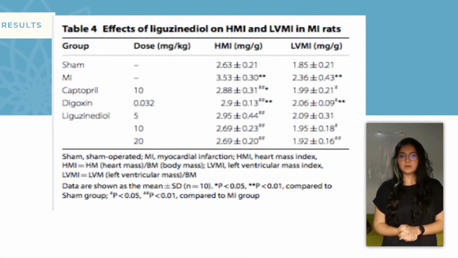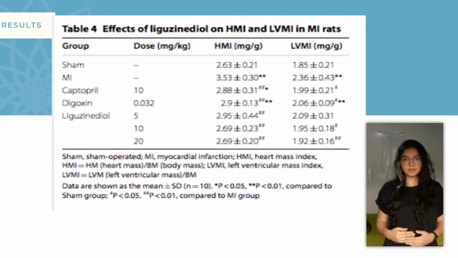The weights of the whole heart and left ventricle were recorded. The heart mass index (HMI) and left ventricular mass index (LVMI) were also calculated. As shown in table 4, both HMI and LVMI were significantly increased compared to the sham group, and left ventricular hypertrophy was observed in MI rats. All treatments could effectively reduce HMI and LVMI, while there was no significant difference between the MI group and the liguzinediol group.